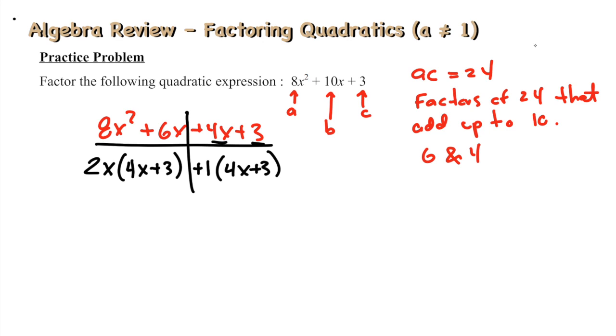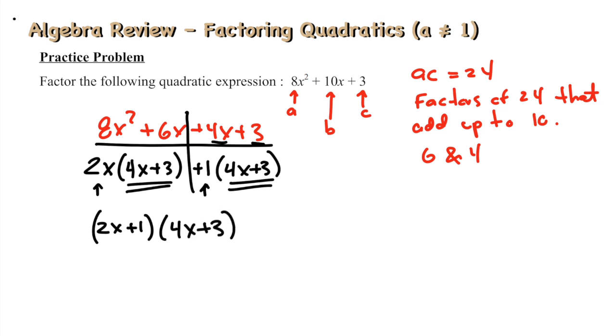And now you take your GCF factors, and you bring them together inside the parentheses. That's one of your factors. And then the repeated factor, you count that once, and that is your final answer.